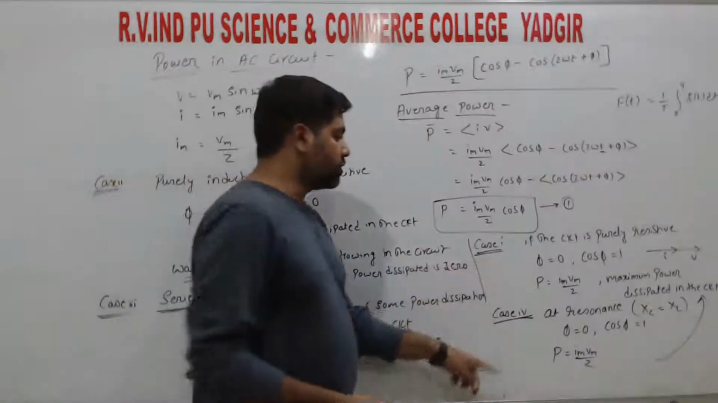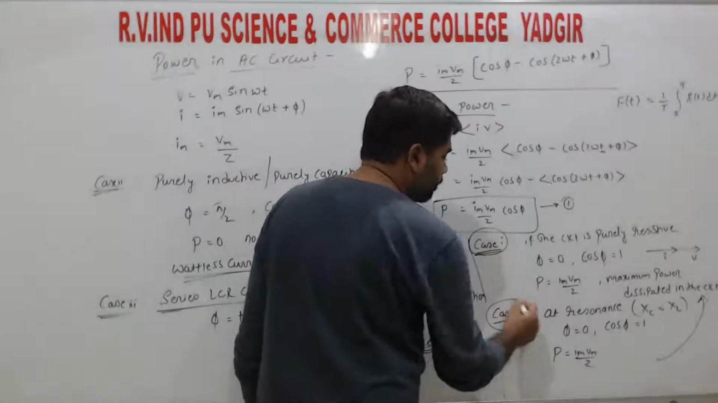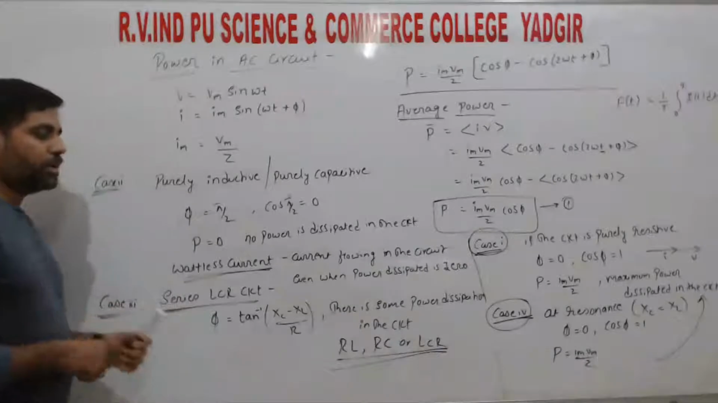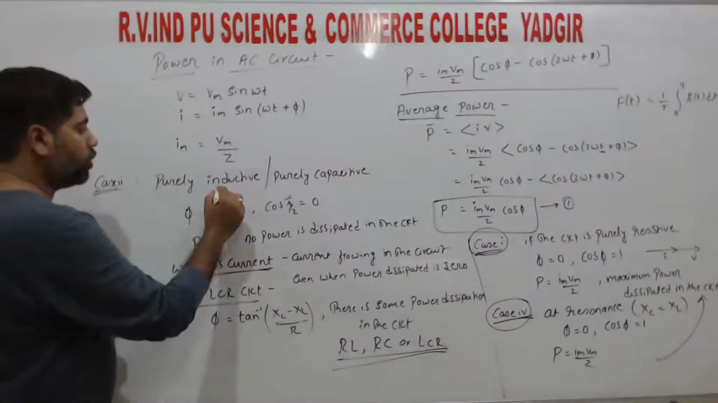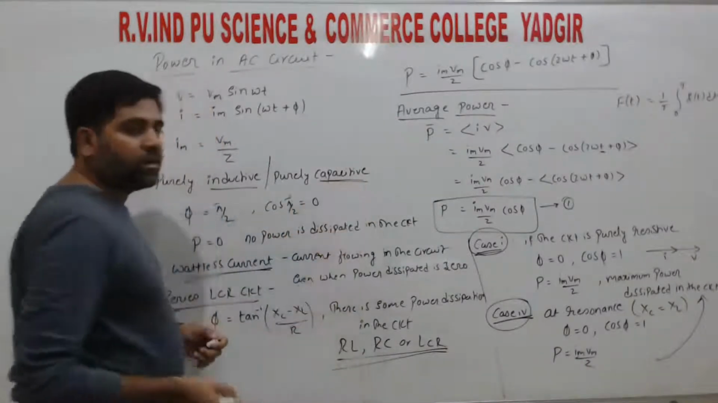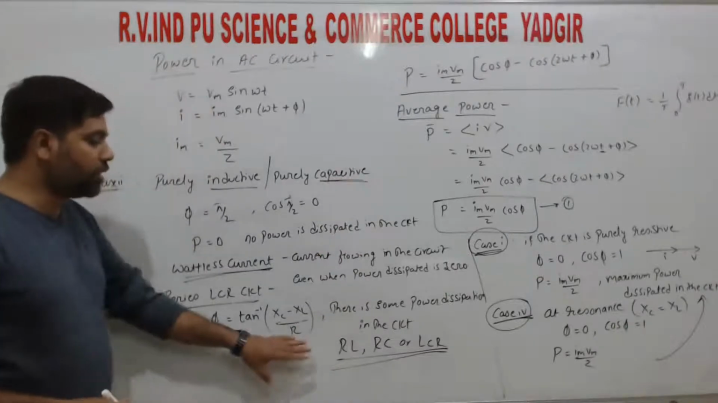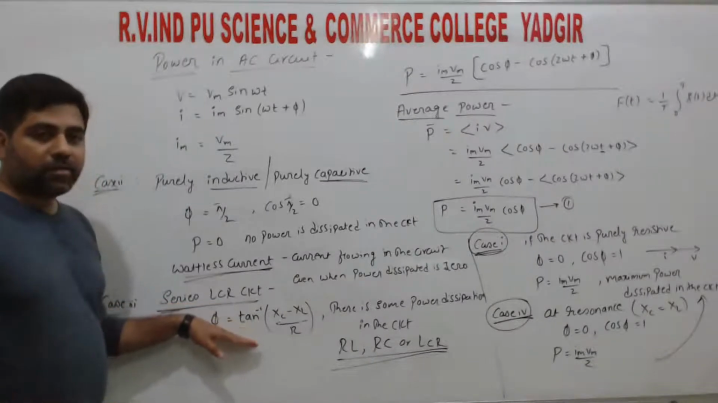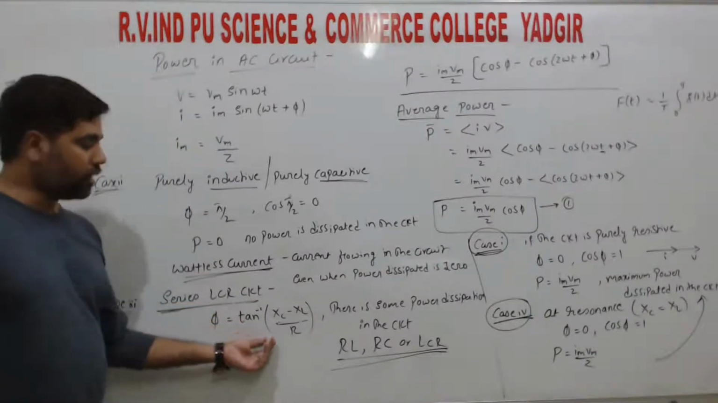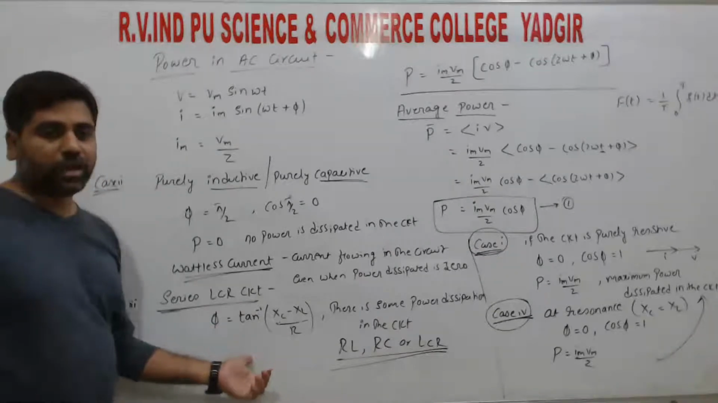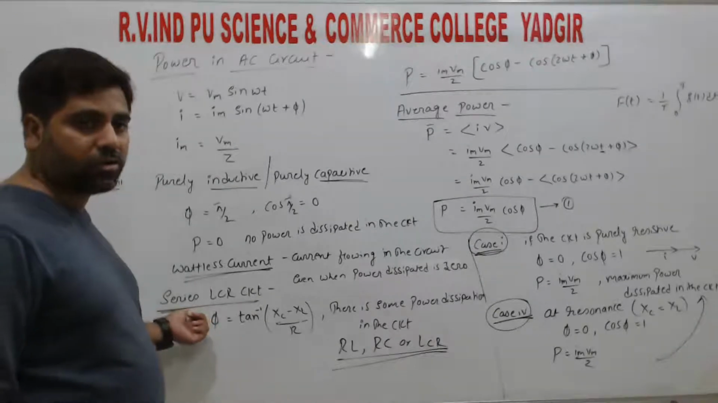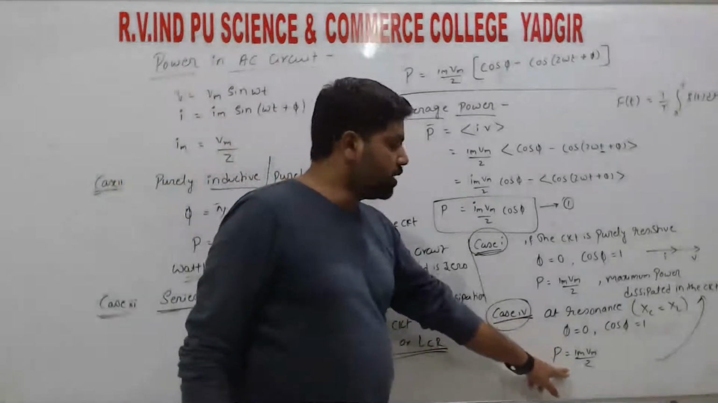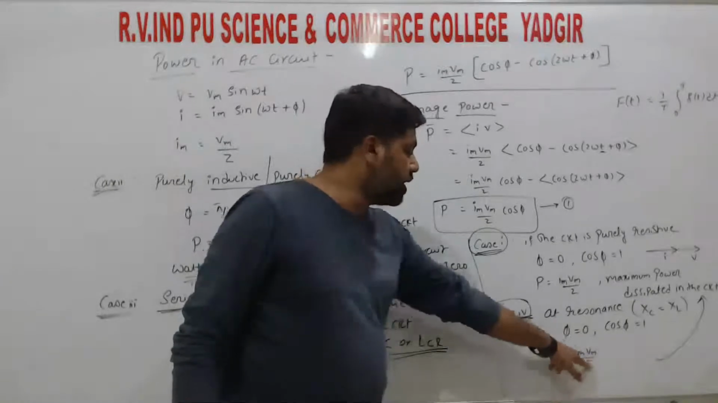So in case 1 and in case 4 we get the maximum power dissipation, and power dissipation is 0 only in the case of purely inductive or purely capacitive circuits, right? So there is some value of power dissipation in the series LCR circuit. There is no maximum, no minimum, so we get some power dissipation. If the same series LCR circuit is at resonance, again we get the maximum power dissipation, P is equal to Im Vm by 2.